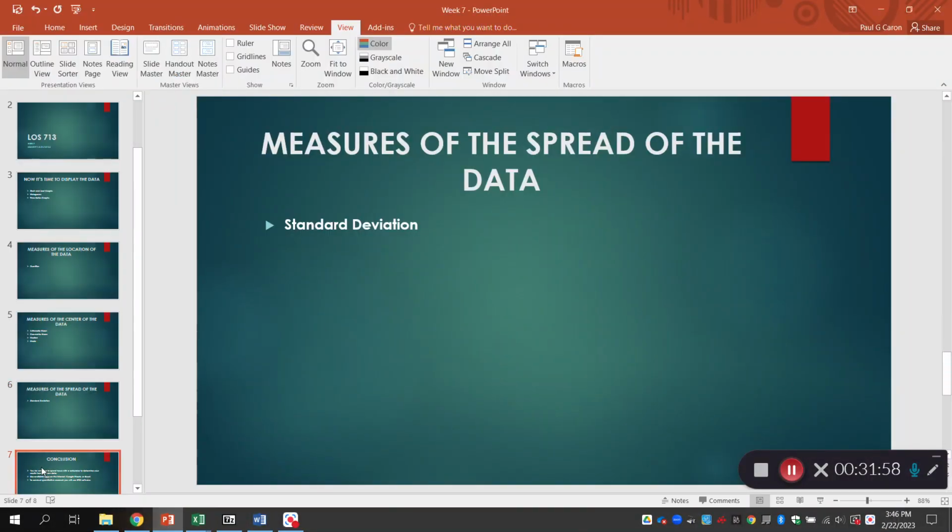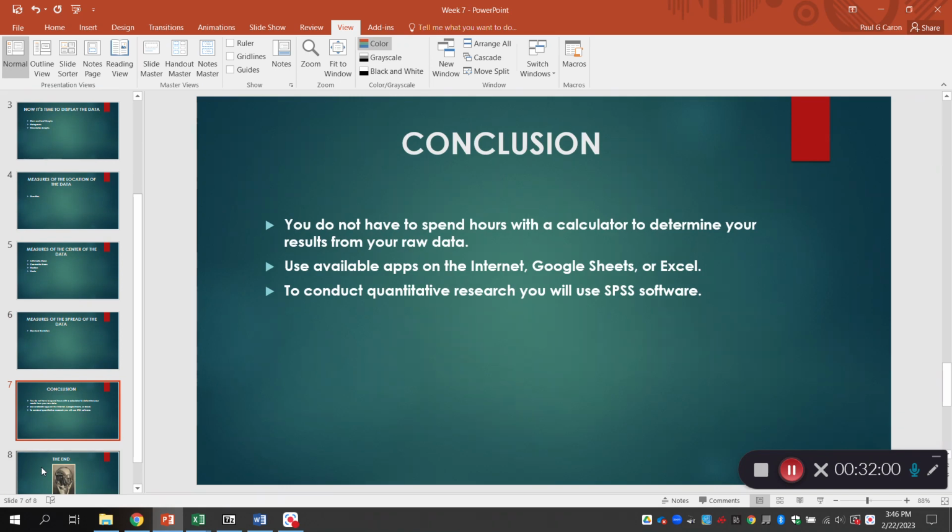So the conclusion to this is that you don't have to spend hours with a calculator to determine your results from your raw data. Use the available apps on the internet that we've used. There are many more. And you can also look at YouTube for some ways to find these answers as well. Google Sheets and Excel are also sources. You don't have to buy anything, so you don't have to buy Excel. Google Sheets is available for free.